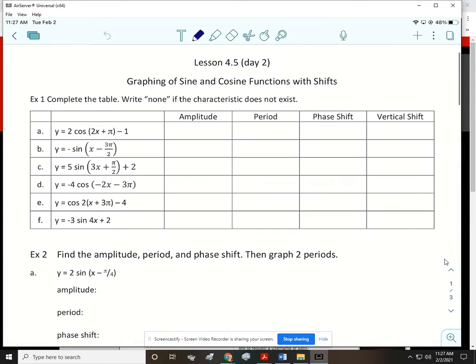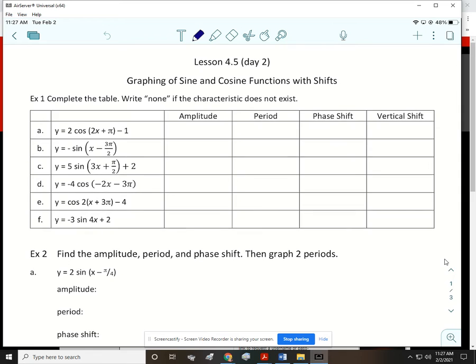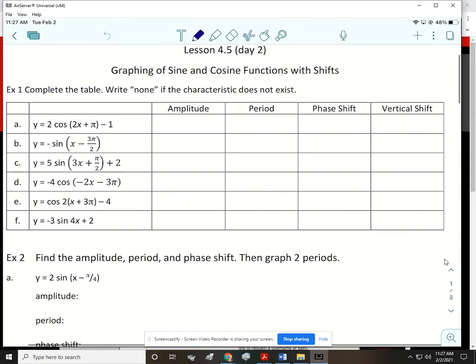Okay, so now we're going to complete this box. Period and amplitude we talked about in the previous lesson, and phase shift and vertical shift are the new things. Our amplitude is going to come from the A part, that's the value of the number right after the equal sign. So I'm just going to go down the row and do the amplitudes.